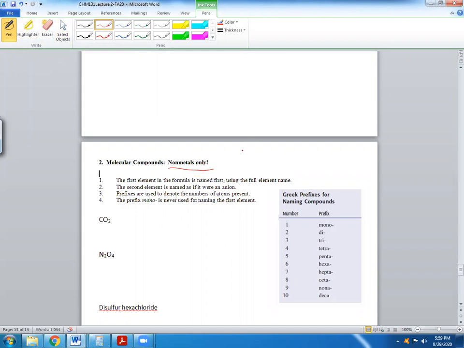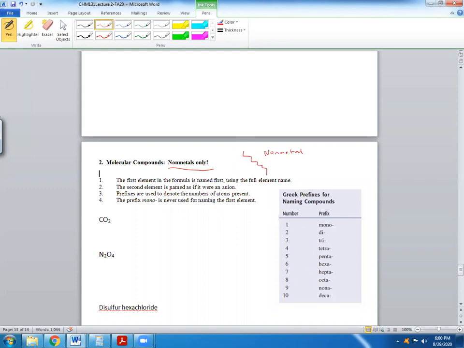So meaning that on your periodic table, you will find these elements in this compound on the right side. So again, they should be on the right side. If you see a metal, then you're no longer dealing with molecular compounds. So be aware of that. They're actually quite easy to name, so long that you remember this chart right here.